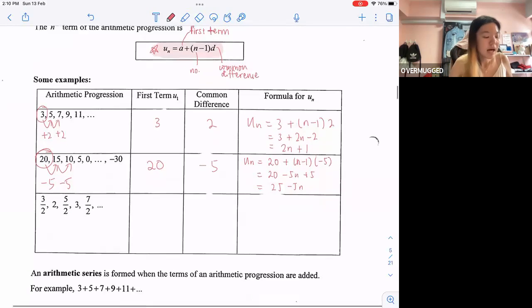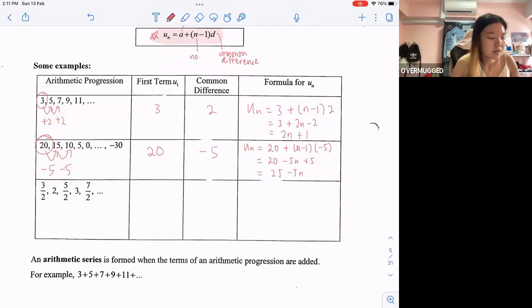Moving on to the last row, obviously the first term is super easy, it's just 3 over 2. Can someone tell me what my common difference is? Very good. We have 0.5, in other words, half.